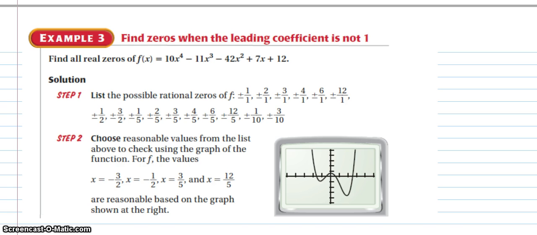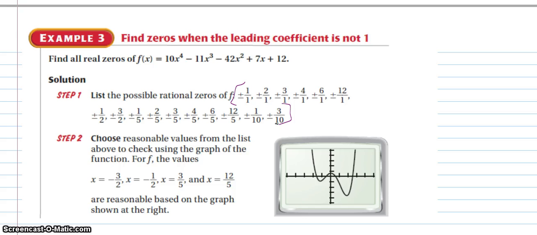Now when our leading coefficient is not 1, our list is extremely long for the most part. So our possible zeros for this one are all of these. That's pretty long. When our leading coefficient is not 1, we use our graph to kind of narrow down what's reasonable. So we're looking at our graph and we kind of eliminate a lot of those. We see there's no whole number zeros, so all of those are gone. And then we kind of base everything off of just an approximation.